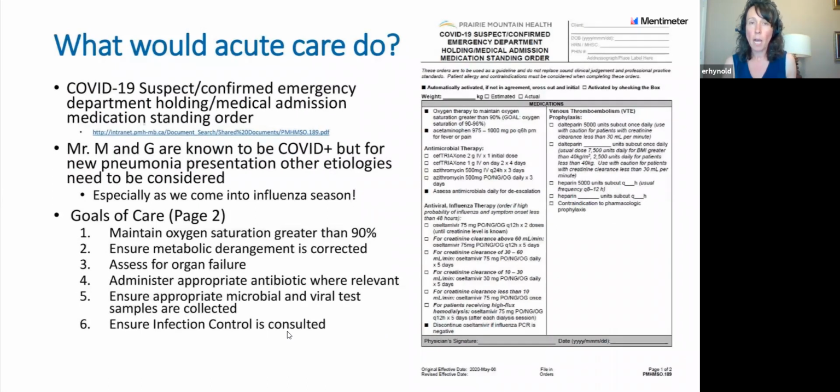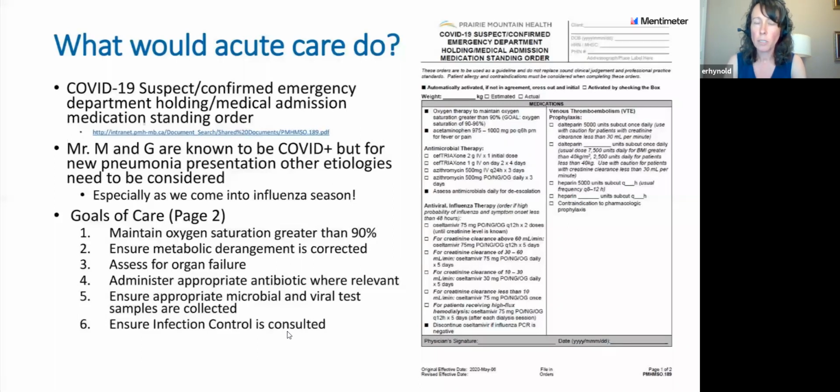So something that I thought might be helpful just to review today is, if this person was presenting maybe from the community to the hospital, what would acute care be doing? And then what things would maybe not be as feasible or appropriate in the personal care home? And what can we do? What's the difference between the care that we can expect or anticipate from acute care? So these are summarized for PMH in the COVID-19 suspect confirmed emergency department holding medical admission medication standing orders. And I know it's small, but on the right here is page 1. So they covered the oxygen and the acetaminophen.